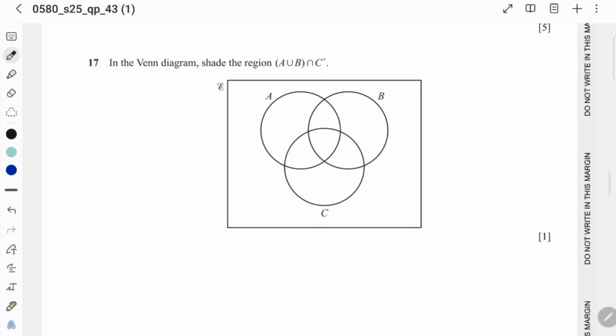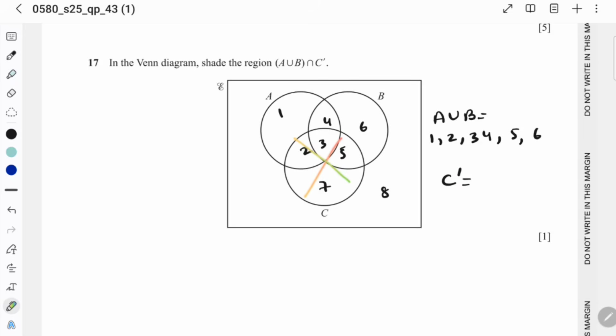In the Venn diagram, shade the region A union B intersection C complement. For example, I label 1, 2, 3, 4, 5, 6, 7 and 8. Our A union B is 1, 2, 3, 4, 5, 6. So this is your A union B. Now you have to do C complement, other than C, you don't want C. So it will be 1, 4, 6 and 8.